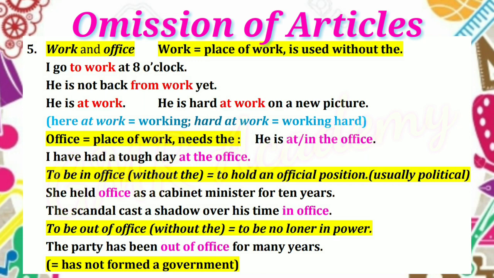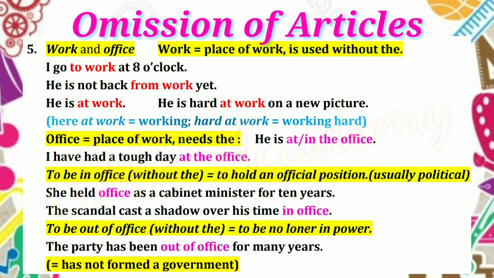What is the meaning? To hold an official position, usually political. Example: she held office as a cabinet minister for 10 years. She held office without the article the. The meaning here is she held a high position, an official position. Next one: the scandal cast a shadow over his time in office. The scandal means behaving in a legally wrong way that causes public feelings of anger. So something was done wrong when he was in an official position, when he was in a high position.